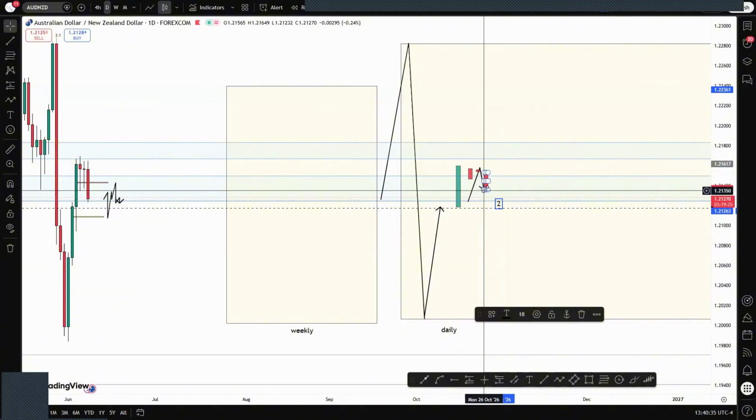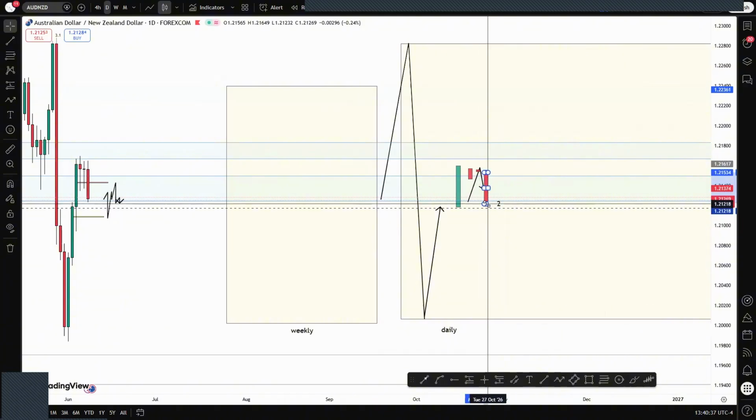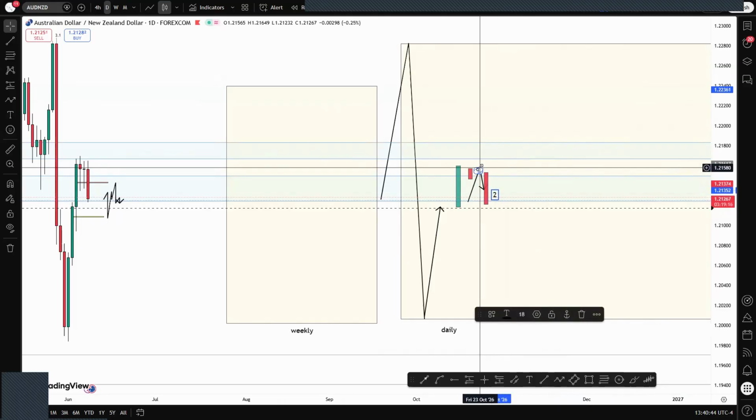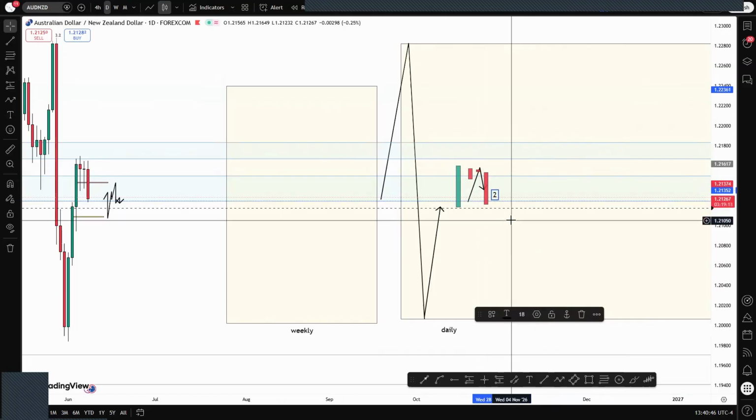So what we end up having is price making a daily break. This is a sign that we made a two, remember, like we anticipated. So now that we have a two, our focus is on the 4 hour time frame. How are we trading in the 4 hour time frame? Is the price in the same trend or is price in a different trend?